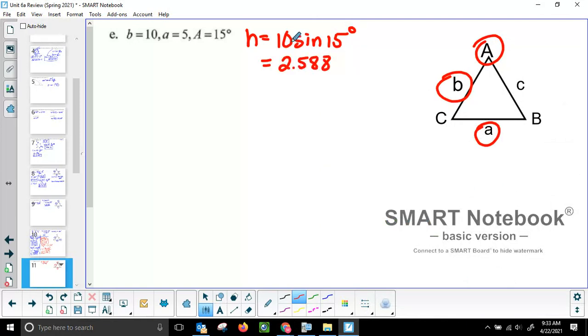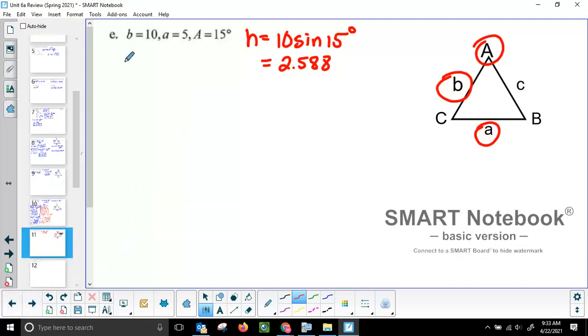So now we do our comparisons. Is A less than H? Nope. Is A equal to H? Nope. Is A greater than or equal to B? Nope. Is A between H and B? Yes, it is. That's the two triangle case again. For time purposes, we just did one of those, and I want to be able to get through more. So that would be two triangles, but we could still say A is between H and B, and say, okay, that's two triangles.